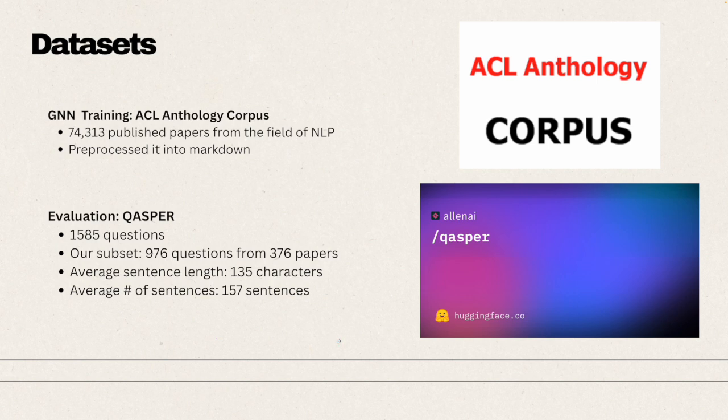For training, we used the ACL anthology corpus, consisting of over 70,000 papers from the field of NLP. For evaluation, we used the Casper dataset. It is a dataset used for question answering on research papers. We used a subset of the dataset for our evaluations, and in our pipeline, we create the vector database for one document at a time.